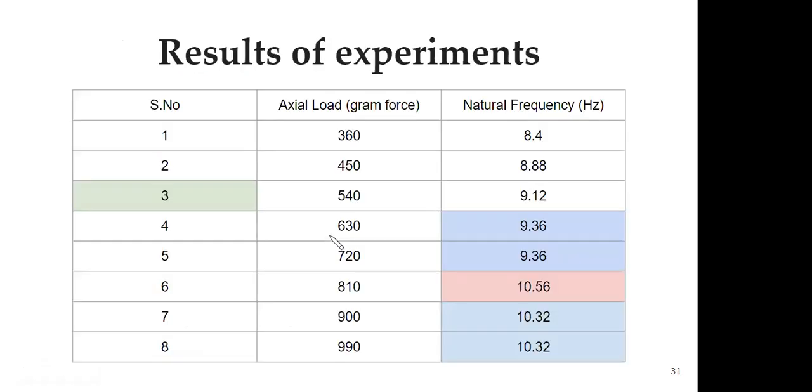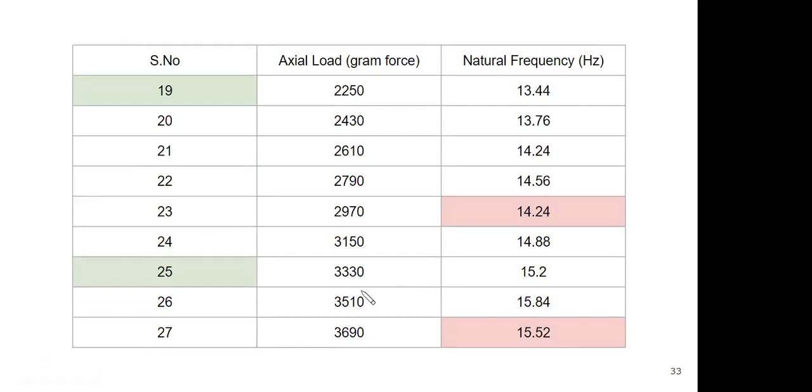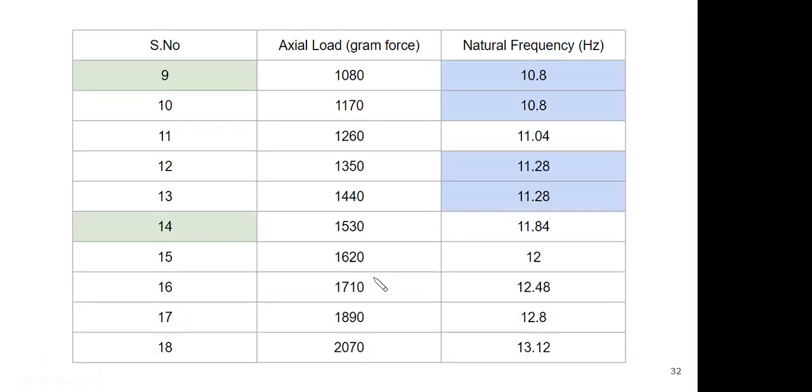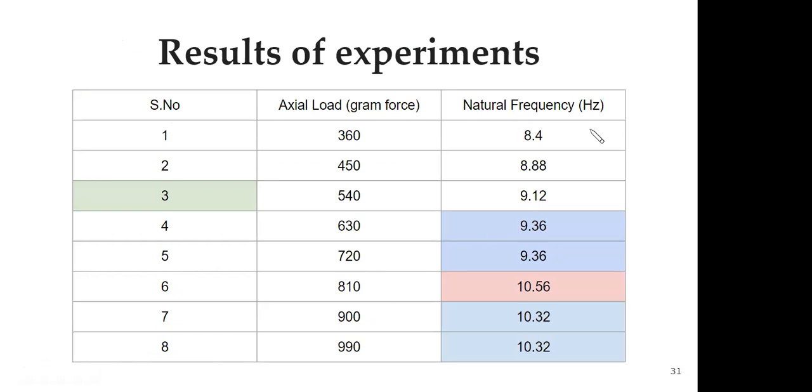Now, these are experiments. I have done a total of 27 experiments. This is starting from 360 gram force all the way up to 3690 gram force. And I have listed the natural frequency of first mode in this table. There are some inconsistencies in this data set. We can see that for 630 and 720 gram force, natural frequency came out to be the same value, 9.36.